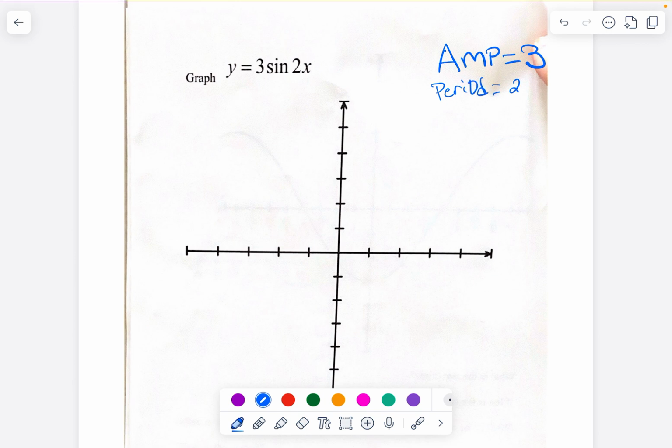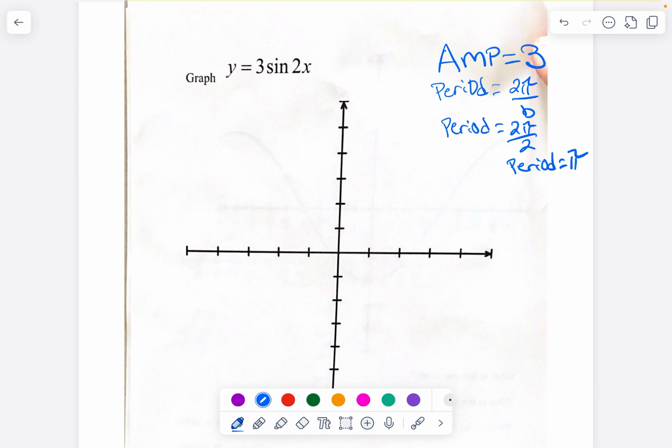We know period is equal to 2 pi over b, and in this case, we are given b, which we know is 2. So we're going to plug in 2. So period equals 2 pi over 2, which then means period equals pi.